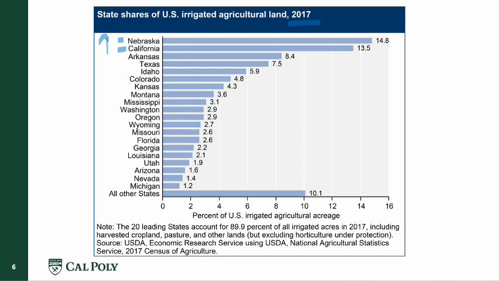This is also what we talked about in the previous slide. We then have Arkansas and Texas, Idaho, Colorado, Kansas, and here we have Florida and Georgia, which are the concentration of irrigated land that we saw in the previous map.